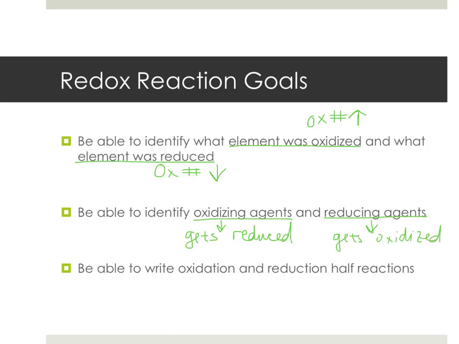And finally, we learned how to write oxidation and reduction half reactions. In the oxidation half reaction, electrons are being lost, so they're products. And in the reduction half reaction, electrons are being gained, so they're reactants.